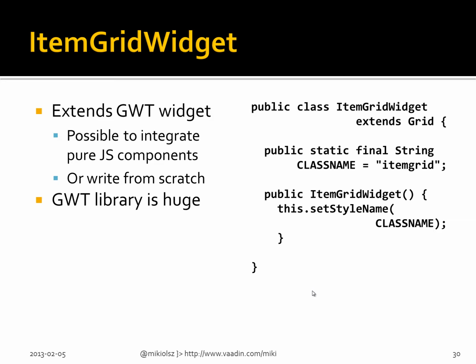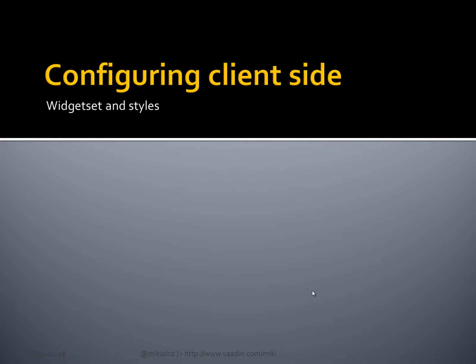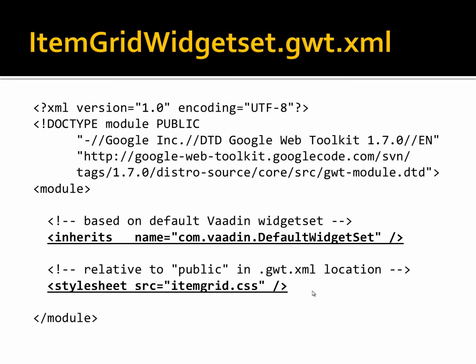Then a word to remember that the Google Web Toolkit library is really huge. So it's very likely that whatever your widget might look like, something similar at least is already created and you can reuse that. So do not reinvent the wheel, just try to reuse as much as possible from the Google Web Toolkit. Now a word about the client side. So we need to be able to configure the widget set and the styles.